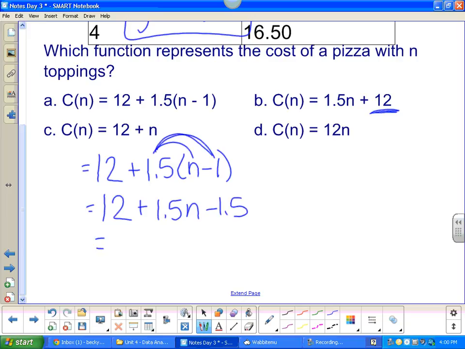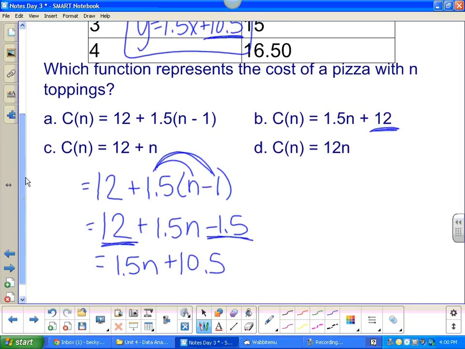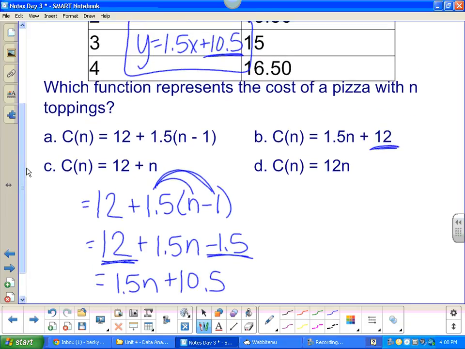And then I'm going to combine my like terms. This doesn't involve adding or subtracting anything to the other side because I'm still all on the right-hand side of the equals. I'm going to pull that up front, and then I have this term, and if I do 12 minus 1.5, it gives me 10.5, which is exactly what my equation was in my calculator. So the answer is A. It was just hidden in all of the fluffiness of that answer.